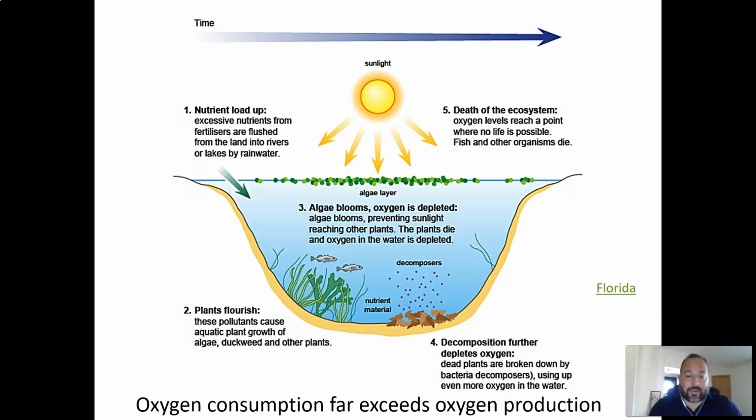Then you get some plants to come up that are pollutants, like algae and duckweed, that start taking up all the oxygen. The algal blooms happen, the oxygen gets depleted, the decomposition still keeps taking up more oxygen to where the sunlight can't get in, there's no oxygen available, and then everything starts to die. And the big idea, if you really tried to sum up what's the problem with eutrophication, is that oxygen consumption in these areas far exceeds oxygen production. And whenever consumption exceeds production, you're going to have problems.